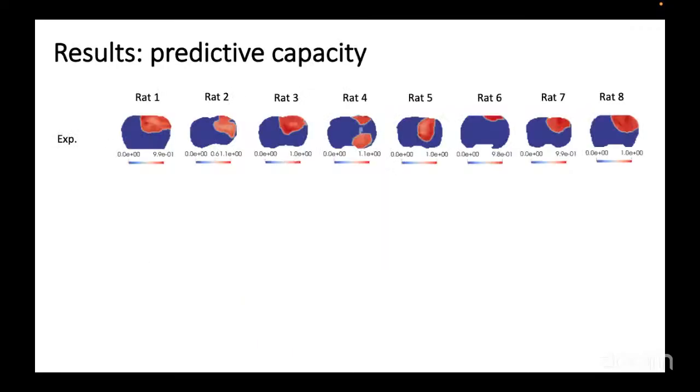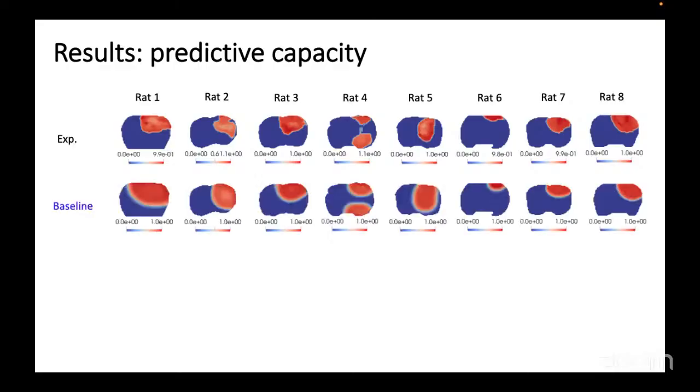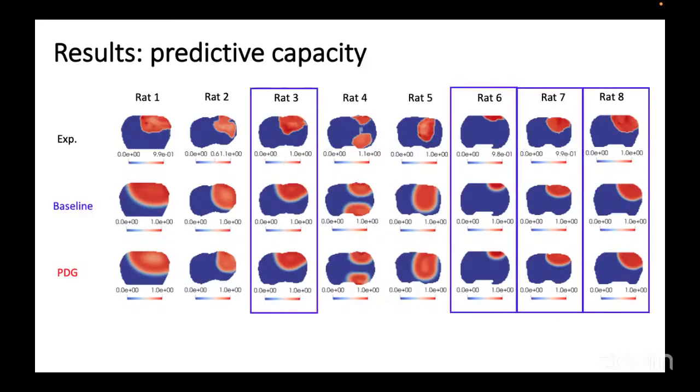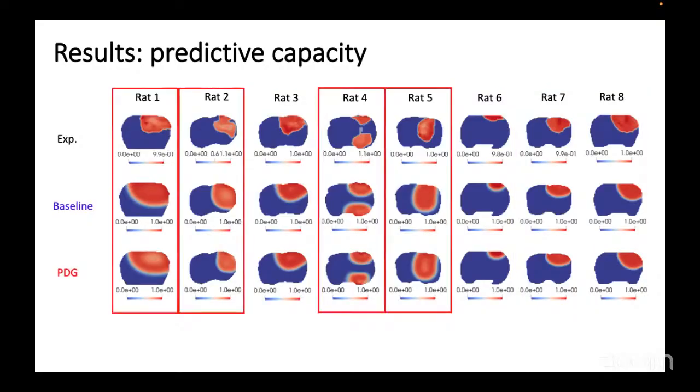And well, I'm going to show you some results. These are the experimental cellularity maps for each rat at the end day. These are the results we obtained with the baseline model, and these are the results we obtained with the perfusion-dependent growth model. So for some rats, you might notice that the results are fairly similar. Indeed, I can highlight that in these rats, we didn't really see any advantage of using the slightly more complex models, but there are some other rats in which we can see some differences which are interesting.